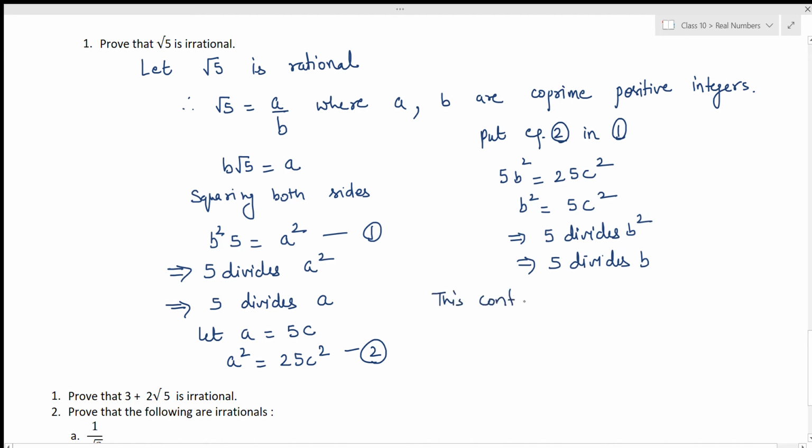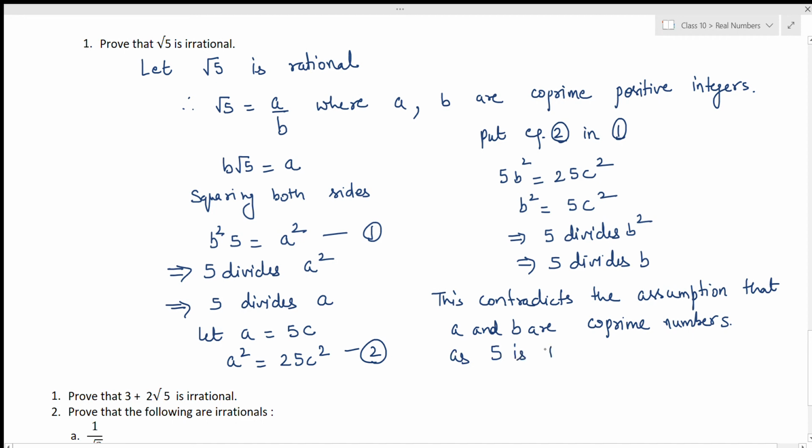This contradicts the assumption that a and b are co-prime numbers, because I'm getting 5 as a common factor for a and b. So hence root 5 is irrational. Done.